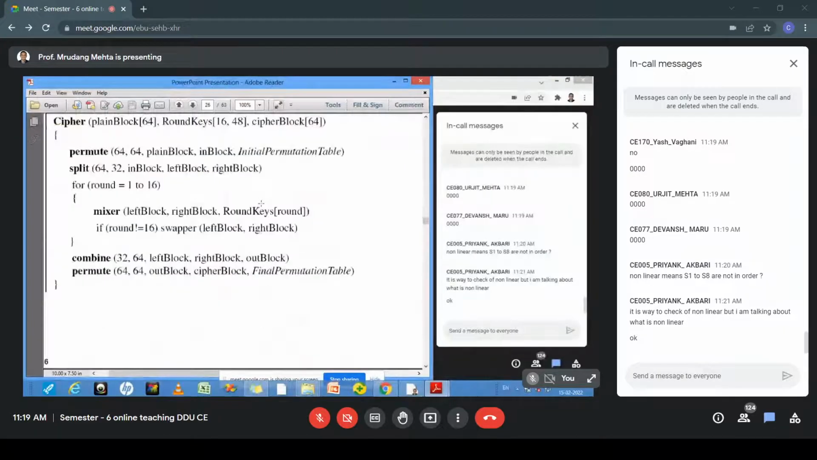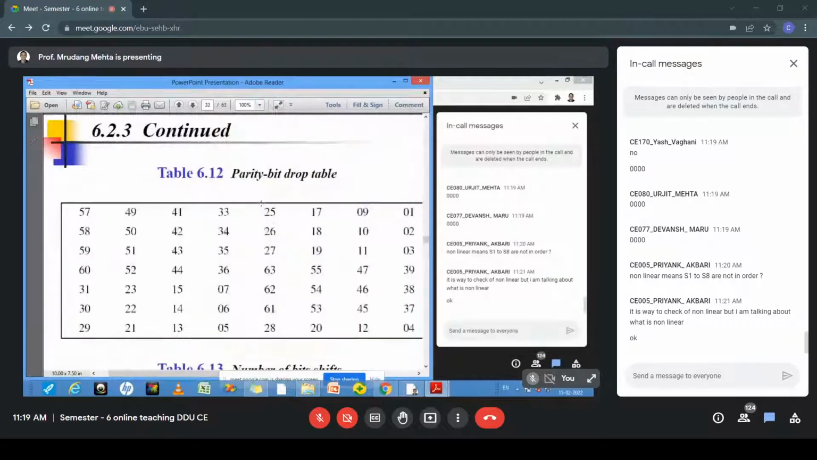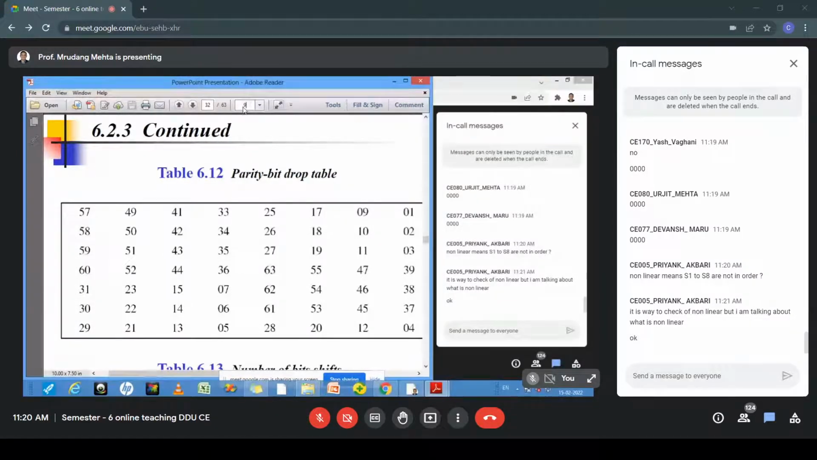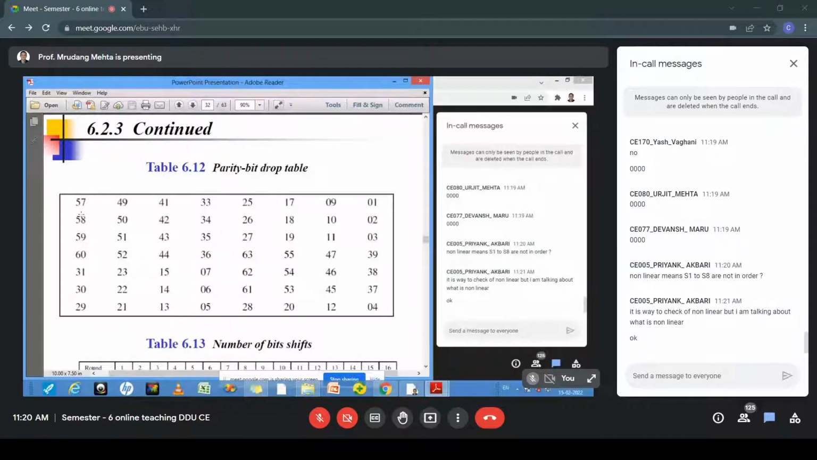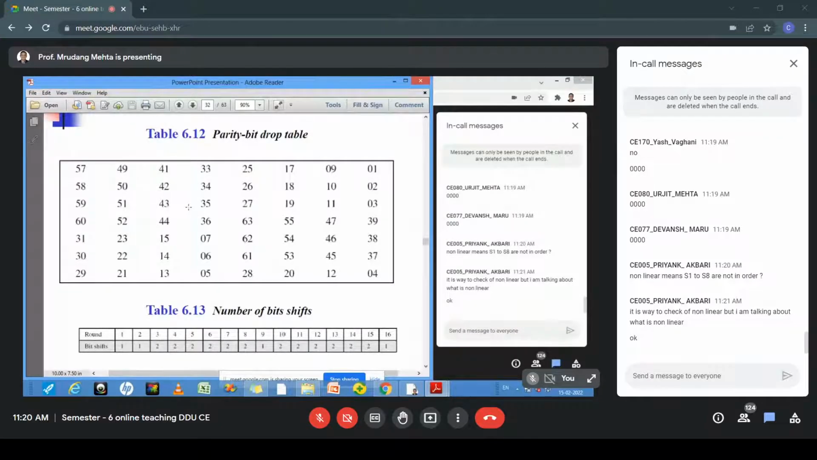Let me go back to that slide. So this is the parity bit table. Just recollect that only these 56 bits are supposed to be taken: 7 rows and 8 columns. So 8 bits are dropped. Which 8 bits are dropped? Bits in the multiple of 8: 8, 16, 24, 32. These bits are not present.